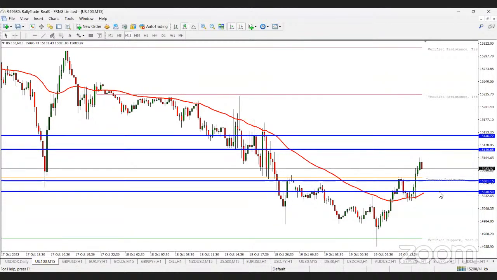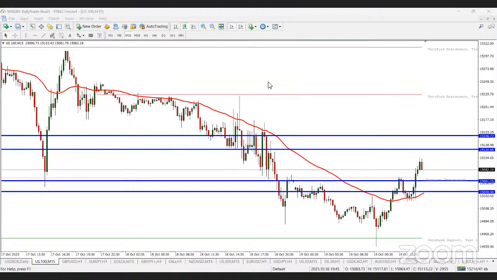I'll give us a sell stop and a buy stop for US 100. For the sell stop, you have your sell stop at 15,060.10, and then take profit at 15,040.50. Take your sell stop at 15,060.10, take profit at 15,040.50. Okay.